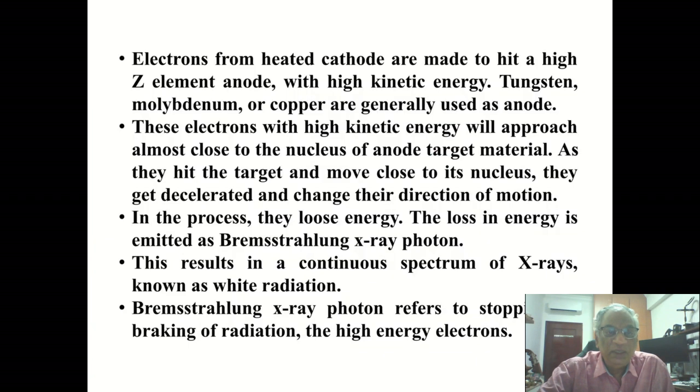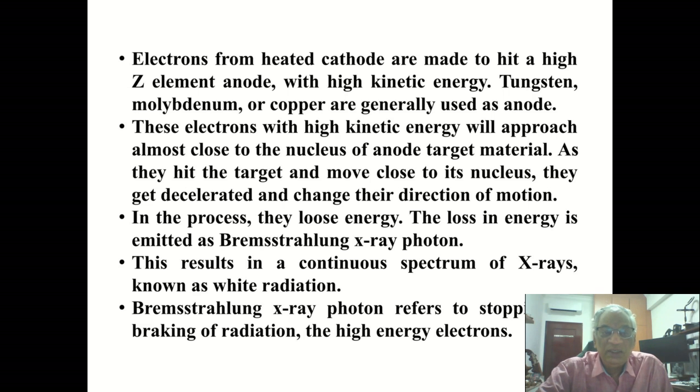The electrons from the heated cathode are made to hit the high atomic number element with a high kinetic energy, which is available from the given high tension voltage. Tungsten, molybdenum or copper are generally used as the anode material. Because of the high kinetic energy, the electrons from the cathode will almost approach the nucleus of the anode target material.